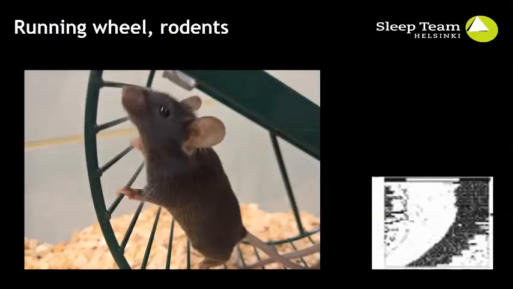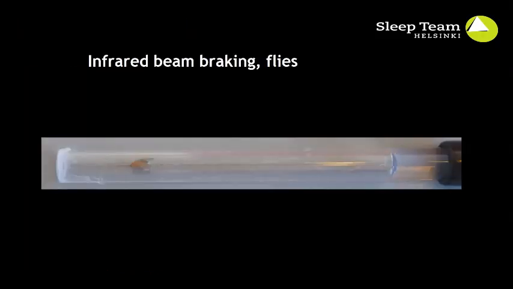Running wheel is an excellent movement detector for animals that are willing to use it. When the animal is on wheel, each revolution of the wheel is recorded and interpreted as waking. Infrared beam breaking can be used for activity detection, for instance in fruit flies. Here you can see the fly in a recording chamber. Infrared beam is led through the chamber and each crossing of the beam is recorded.